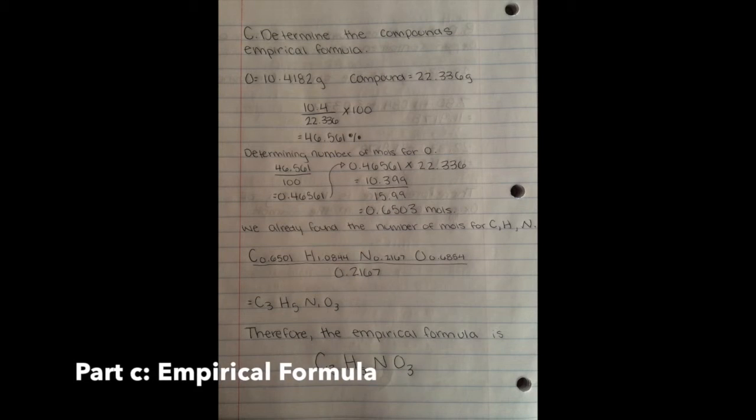In part C, I have to determine the compound's empirical formula. I already found the number of moles for carbon, hydrogen, and nitrogen, so now I just need to find the number of moles for oxygen, which is shown above here, and I got the value of 0.6503 moles. So now that I have all these values, I sub them in and divide by the smallest, which is the value for nitrogen. So after I divide all these numbers, I get C3H5NO3, which is my empirical formula.